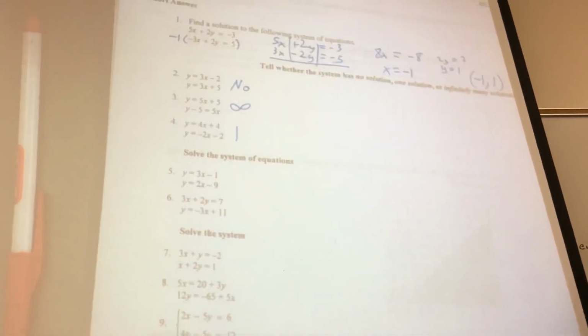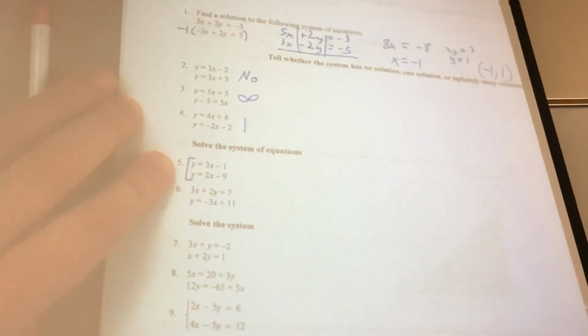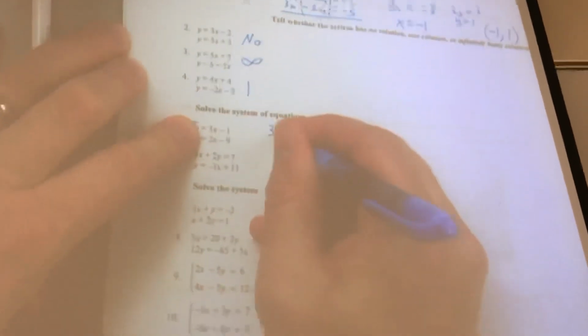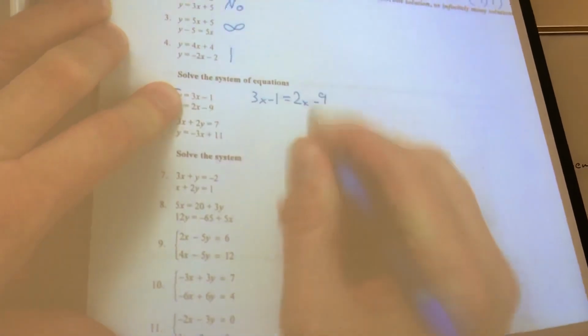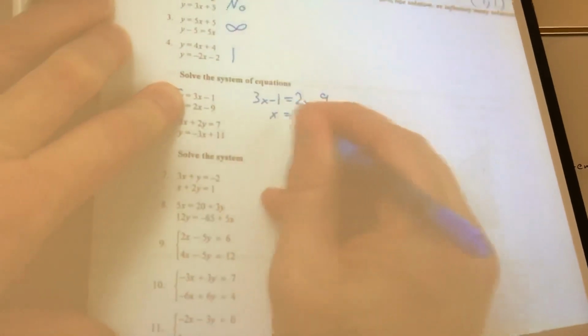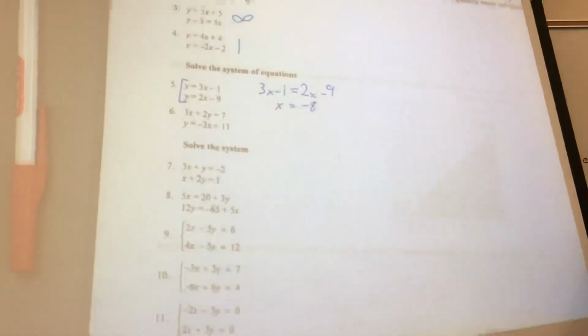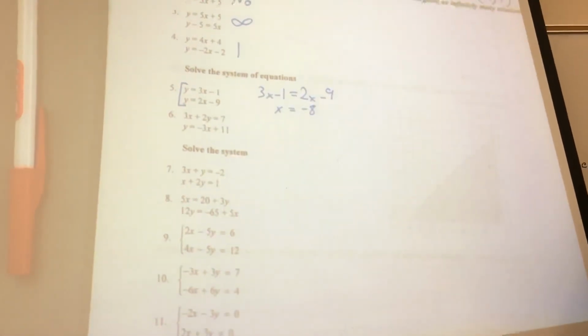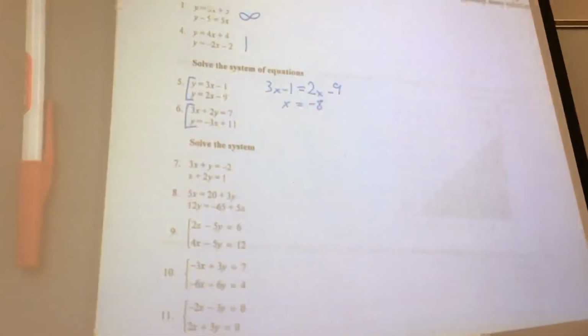Solve the system of equations. If you're doing one like this, that's both y equals, and you want to solve it algebraically, you set them equal to each other. 3x minus 1 equals 2x minus 9. That would be a single x is equal to -8. And then you would put that in and get your answers. If you are working this through on the calculator, because they're both y equals, it's a lot easier to just graph. On this one, it might be easier to graph them.